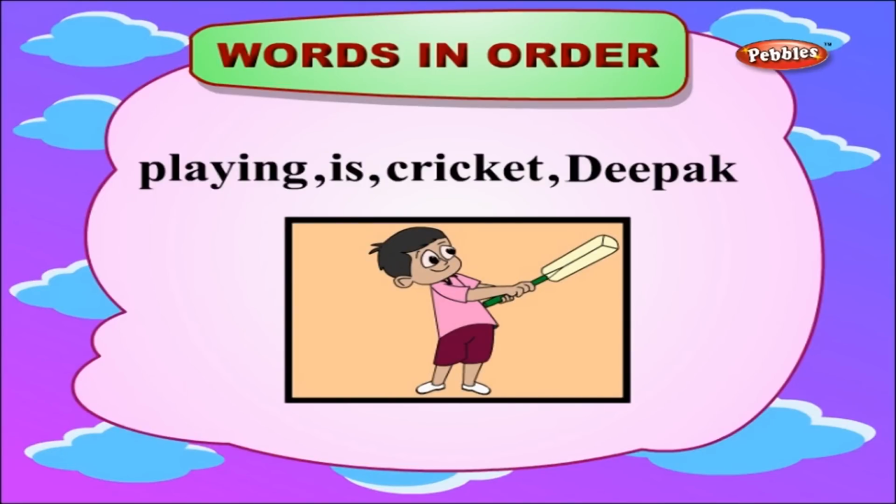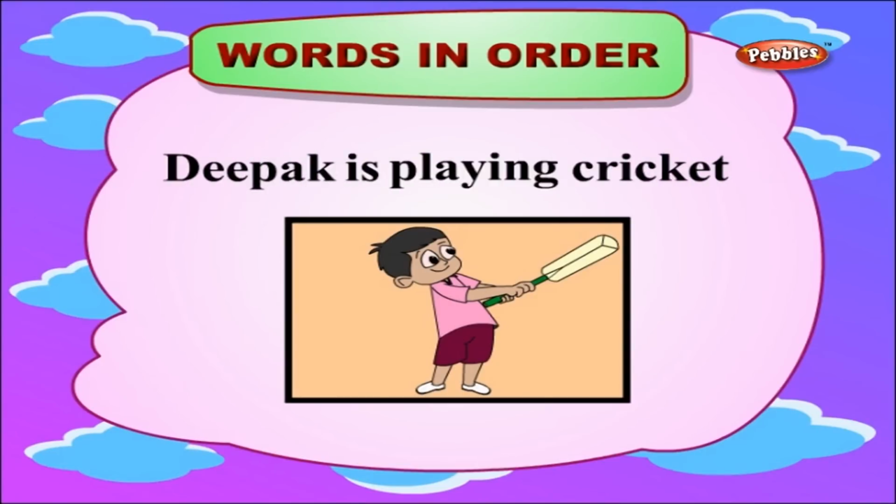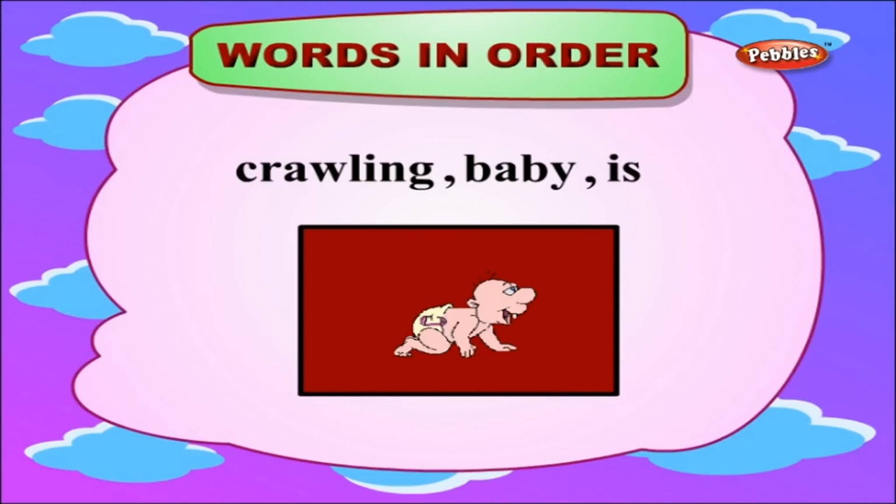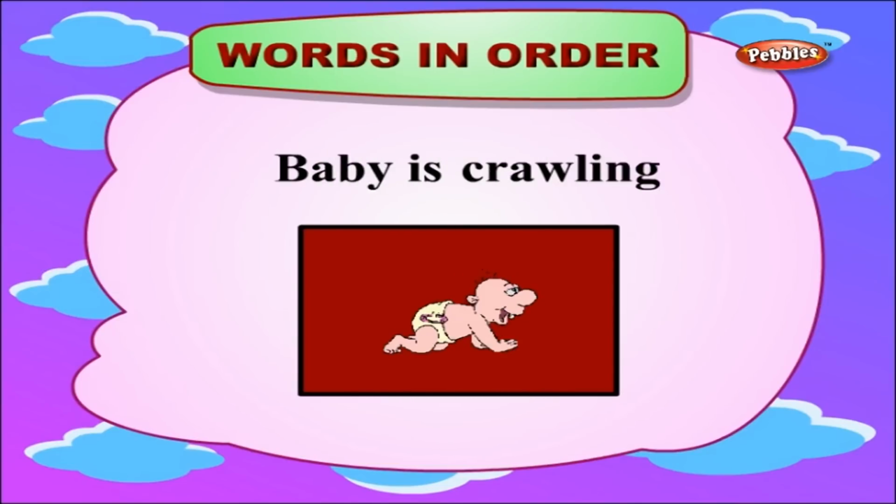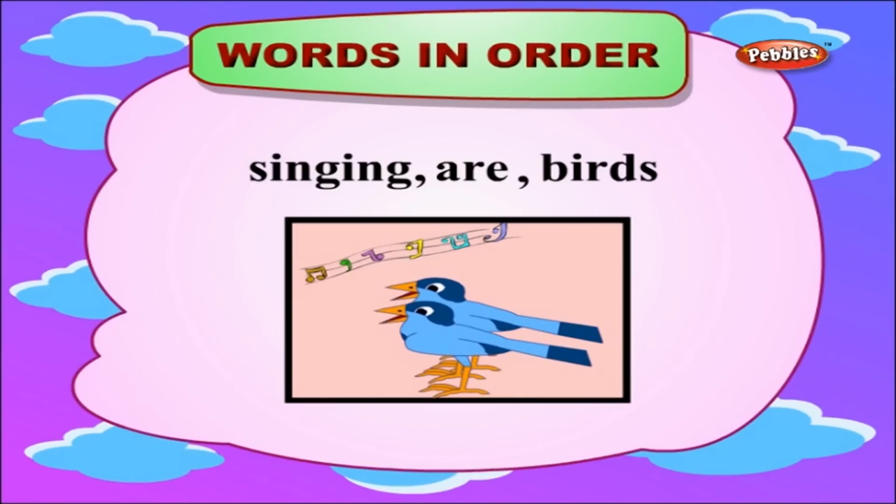Playing is cricket. Deepak. The correct order will be: Deepak is playing cricket. Crawling baby is. The correct order will be: baby is crawling. Singing are birds. The correct order will be: birds are singing.